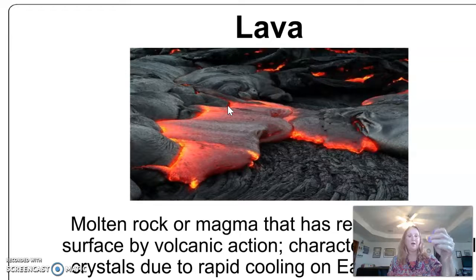metamorphic rock. Your metamorphic rock gets buried deeper and deeper, and as it heats up, it starts to melt. It becomes molten rock or magma that's reached the surface of Earth through volcanic action. It's characterized by small crystals due to the rapid cooling on Earth's surface. So your metamorphic rock then does melt as it goes deeper and deeper.